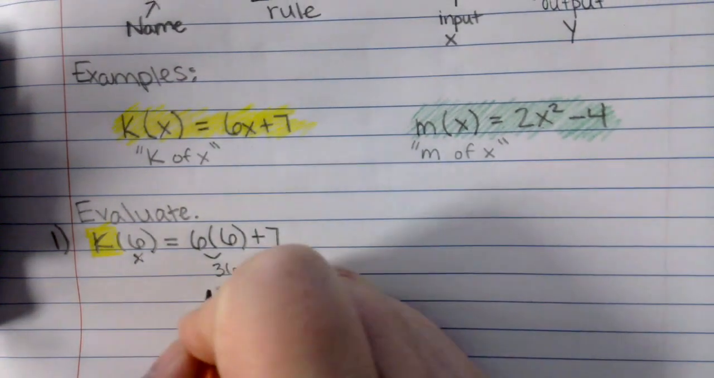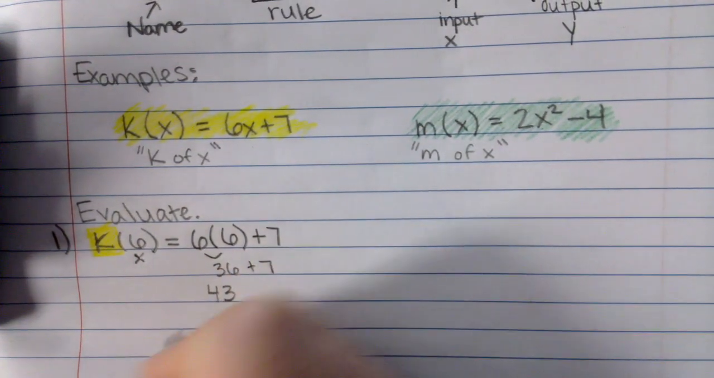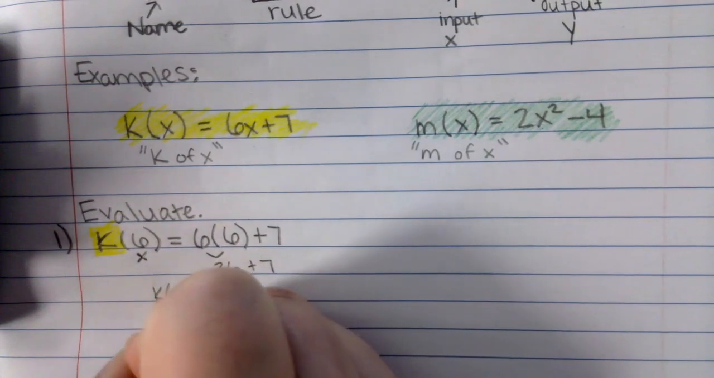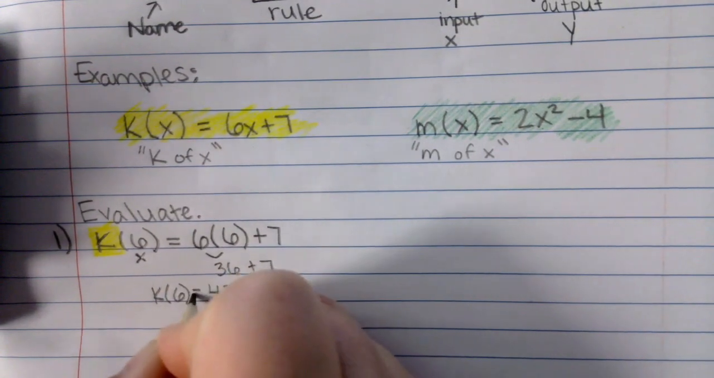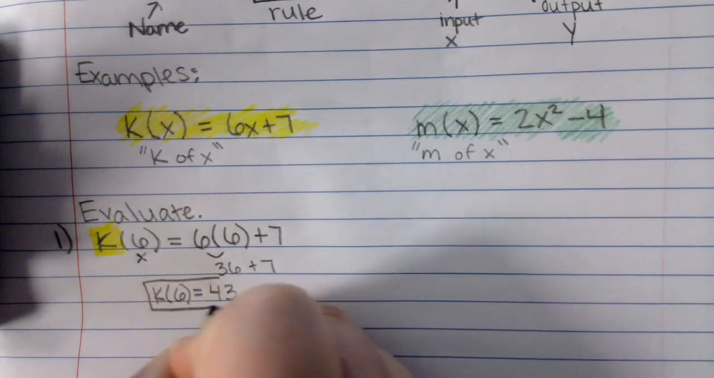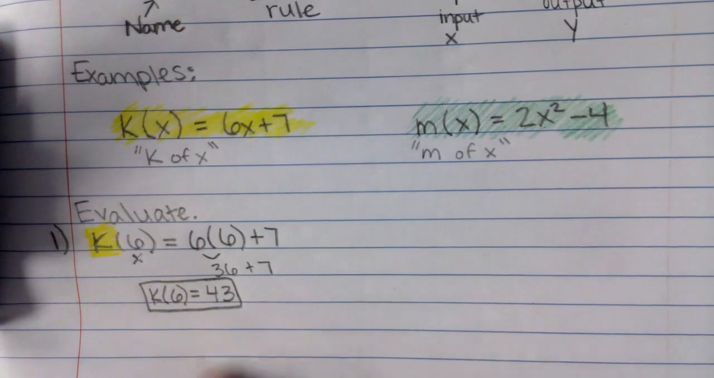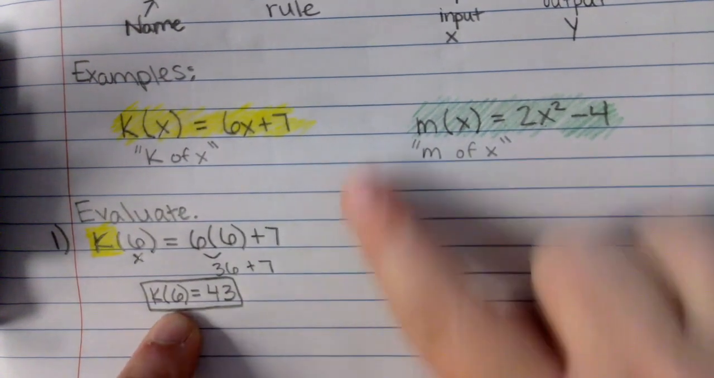I want to write it as a full sentence. When I put 6 into function k, I get out 43 as my answer. And that tells me, the reader, exactly what we did. The reader knows we took this 6, we put it into this k function, and our answer we got out was 43.